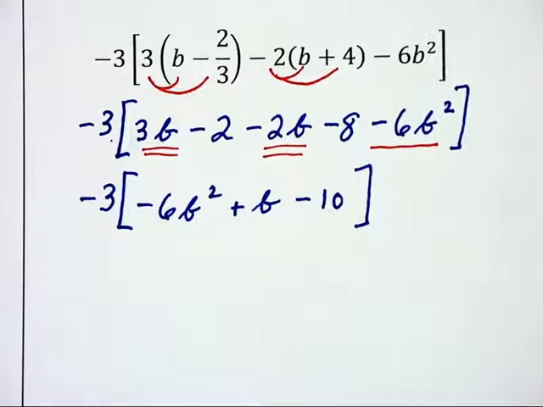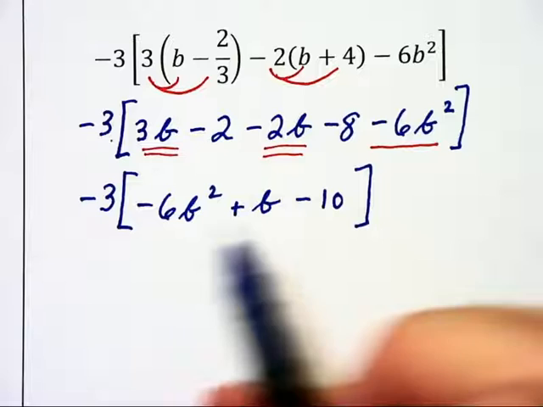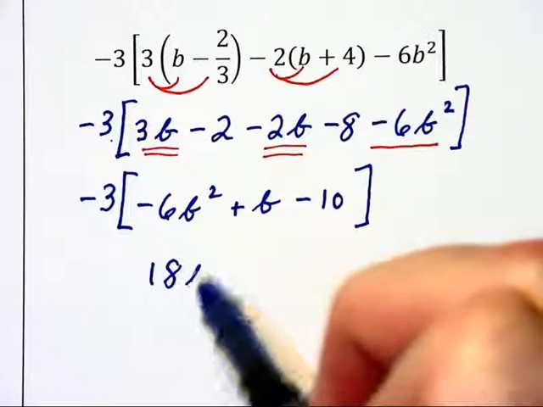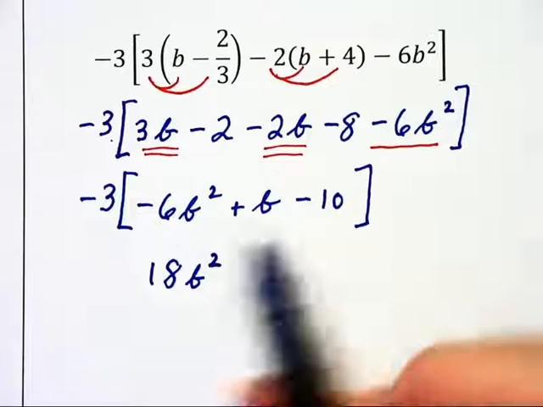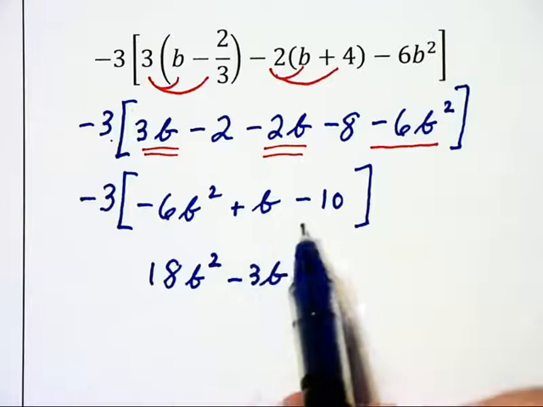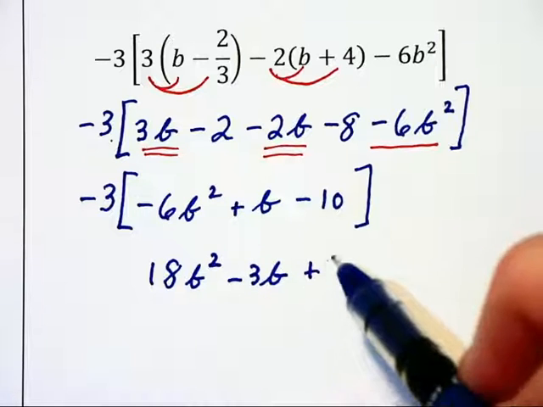Finally, we will distribute that -3 out front, multiplying by each term inside the brackets, giving us +18b squared. -3 times b makes -3b, and -3 times -10 makes +30.